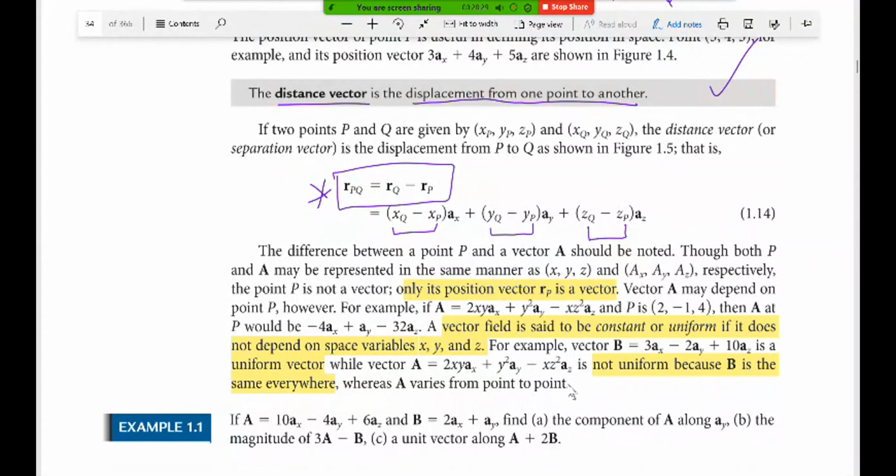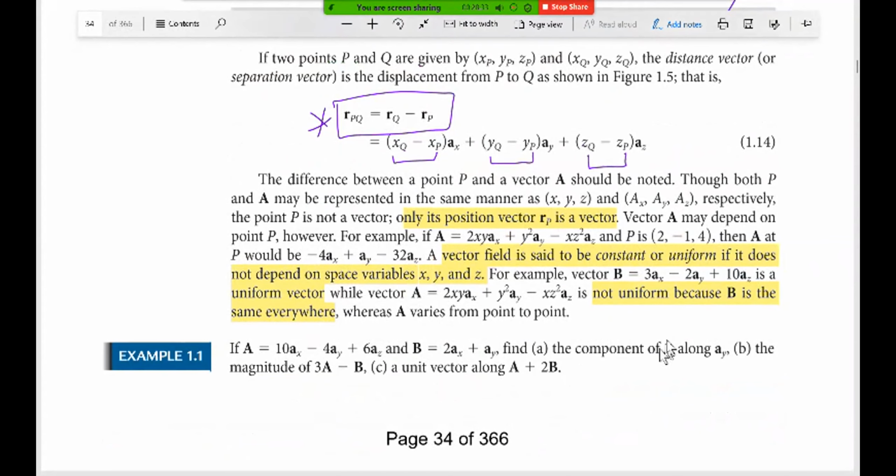All we need to do now is to carry on and say the following. The difference between point P and vector A should be noted. Though both P and A may be represented in the same manner as X, Y, Z or AX, AY, and AZ respectively, the point P is not a vector. Only its position vector RP is a vector.